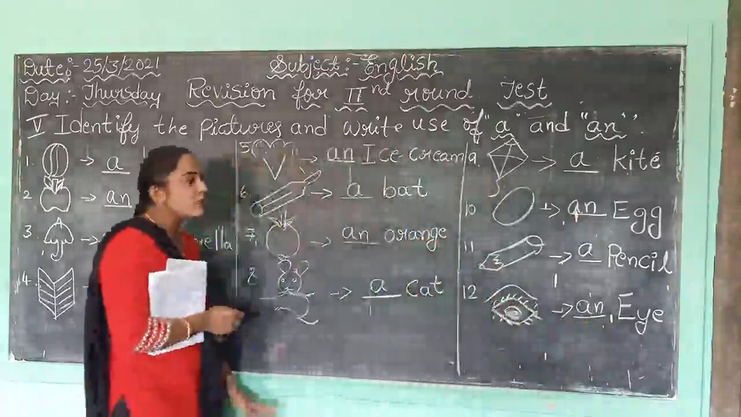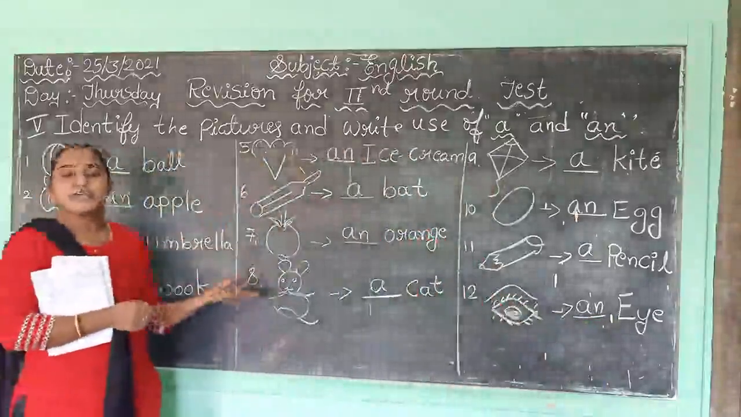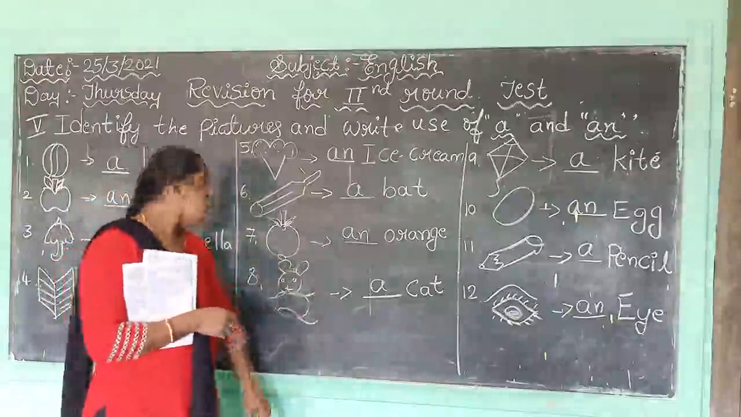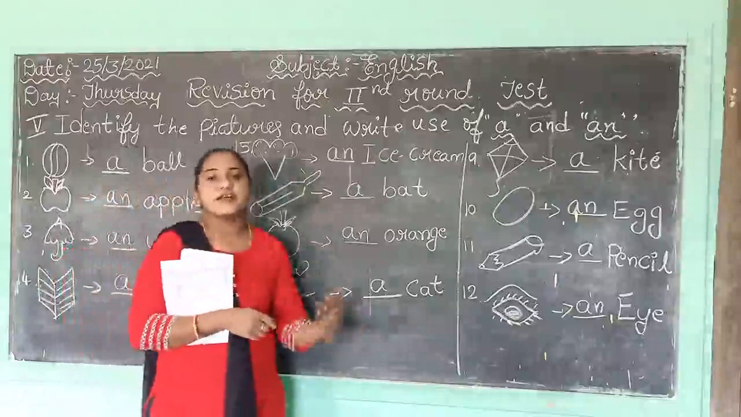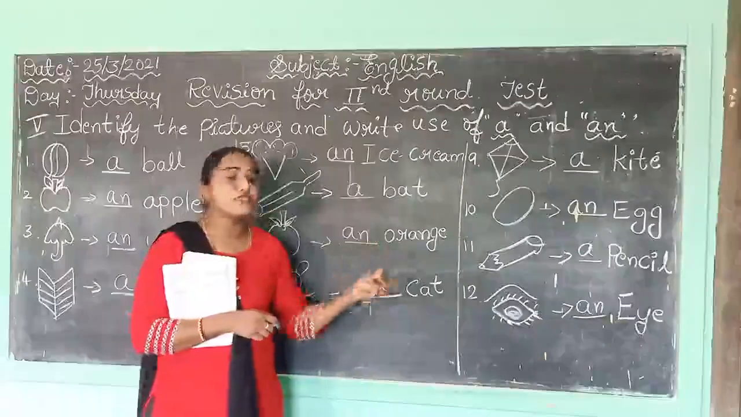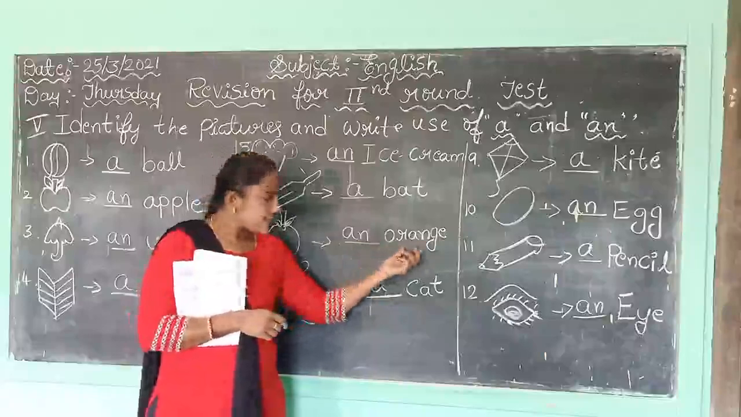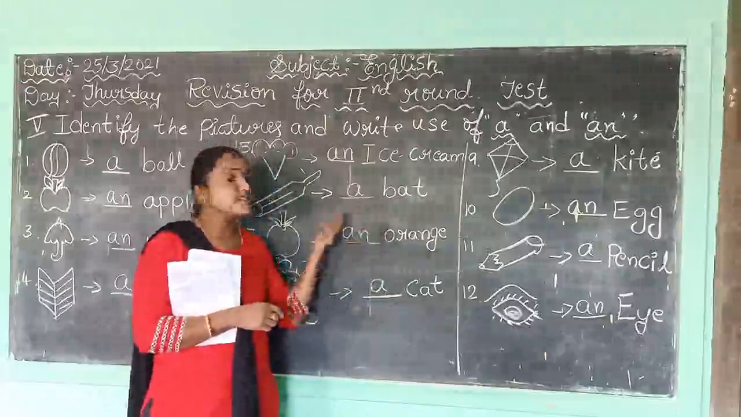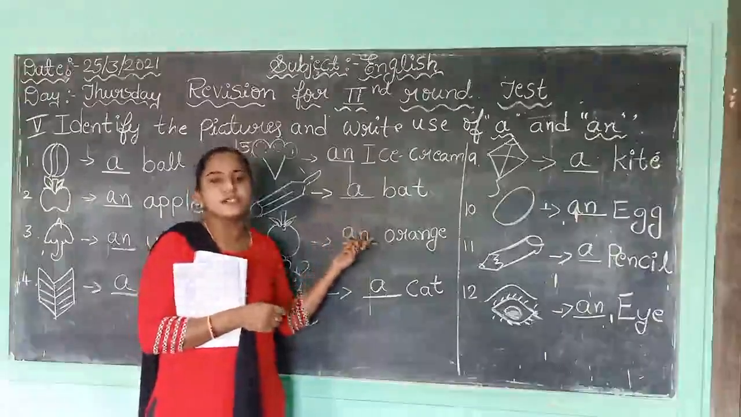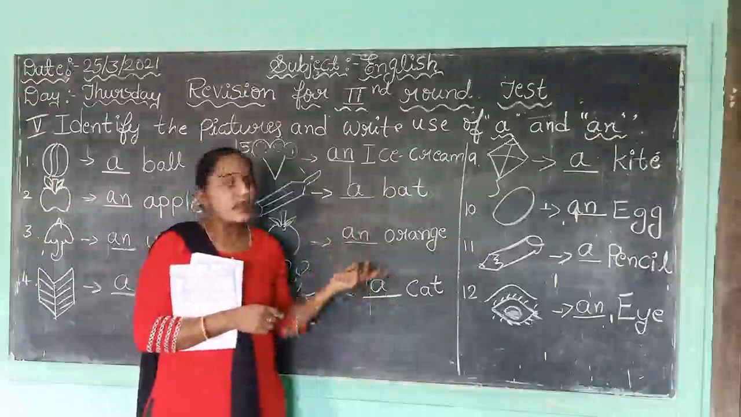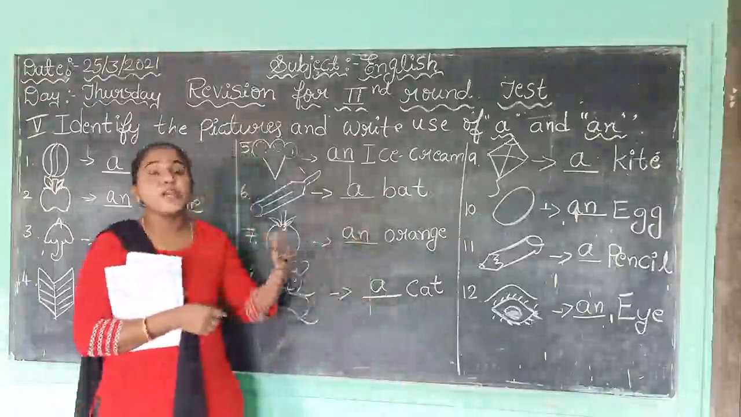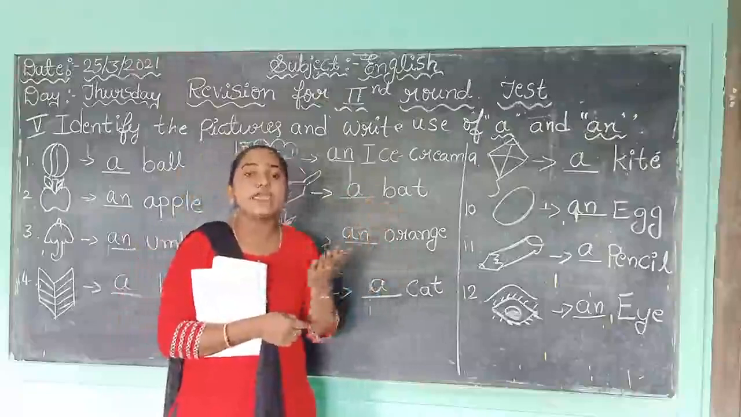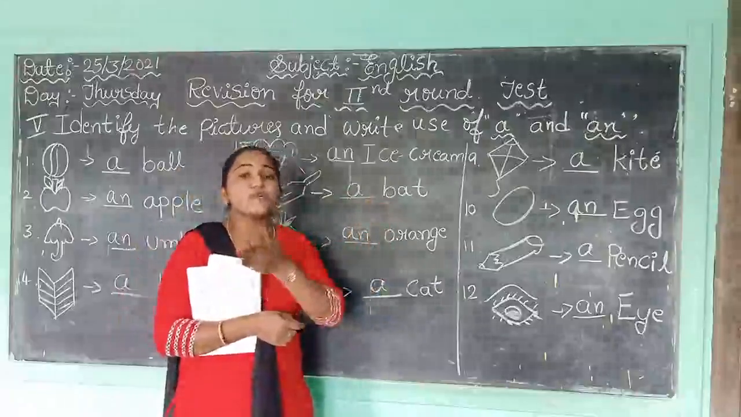Okay, understood, children? All these are A and an articles. You also practice in the notebook, children. First you complete the task work, then take your rough note and practice: draw the pictures, write their words also, and fill in the dashes with articles. Okay, children? I hope you all understood. Once again, repeat, children. When your words begin with a vowel sound, A, E, I, O, U, we use an before it.